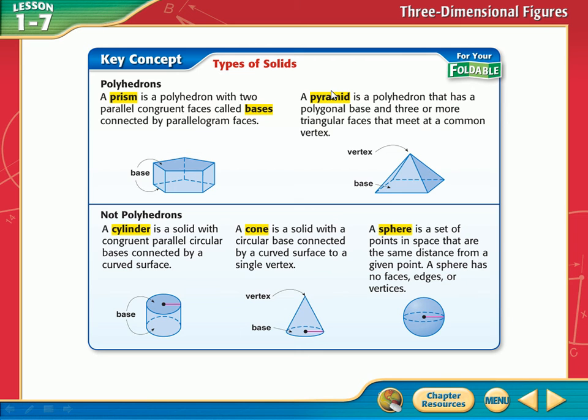Look at a pyramid, though. It does have a base. See? It's sitting on that bottom right there. But do the sides go straight up and down, perpendicular? No, they slant up to a point, right? And that point, obviously, is called the vertex, all right? Still a polyhedron because all the sides are flat, right? There's no curved sides to this.